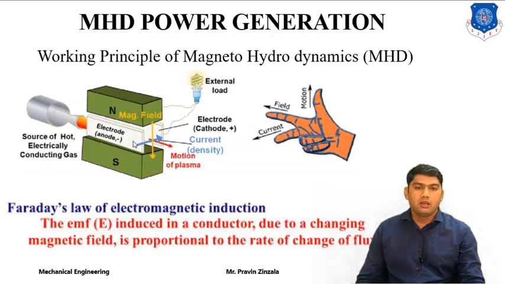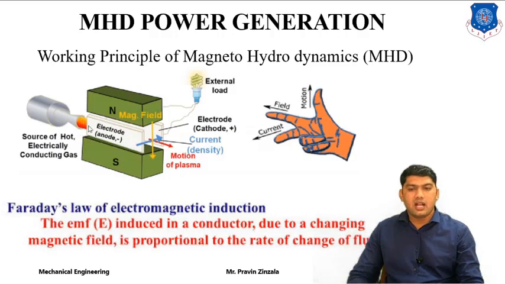So it's called magnetohydrodynamic. Hydro means fluid and dynamic means in motion. So in the conventional system, we are replacing the shaft by ionized gas. So it's called magnetohydrodynamic.